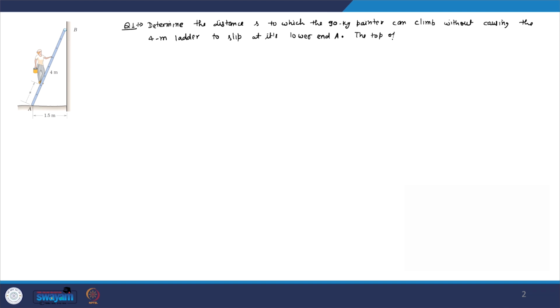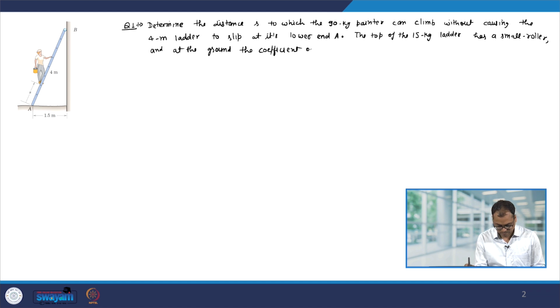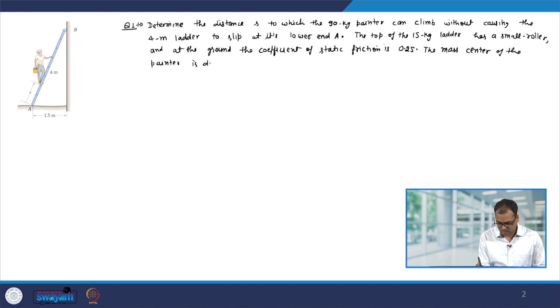The top of the 15 kg ladder has a small roller, and at the ground the coefficient of static friction is 0.25. And it is also given that the mass center of the painter is directly above her feet.